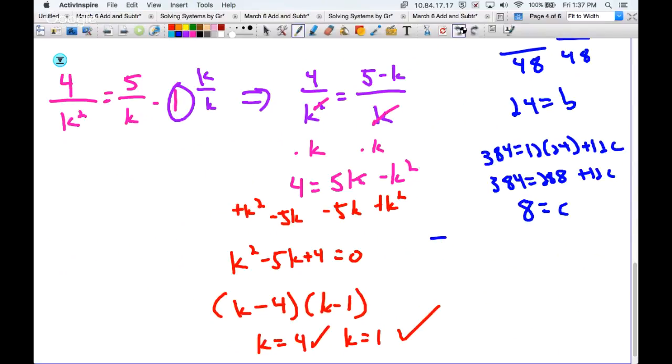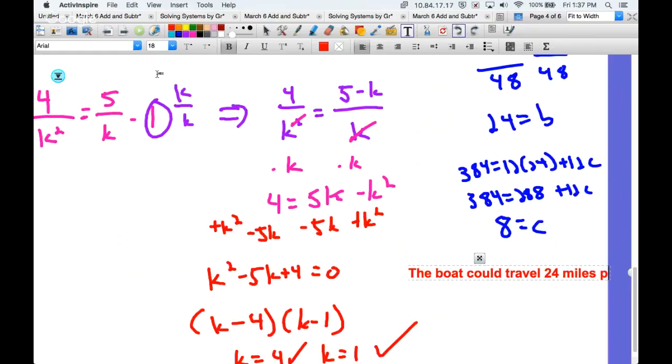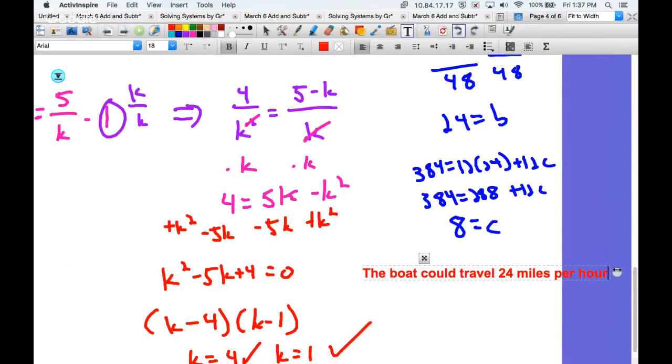I'll write this out just to finalize it. The boat could travel 24 miles per hour in still water, and the current was 8 miles per hour.